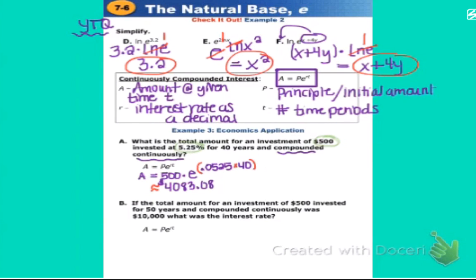That's not too shabby, because that means that over that 40-year period, I earned $3,583.08. So that's a significant amount of interest. In fact, I earned over 7 times as much interest as I actually put in to begin with. When I put in $500, the amount of interest I earned was over $3,500. So I earned 7 times in interest alone what I initially invested.